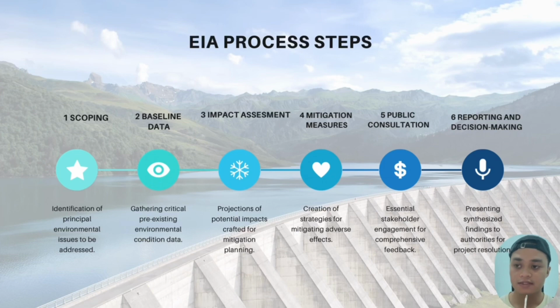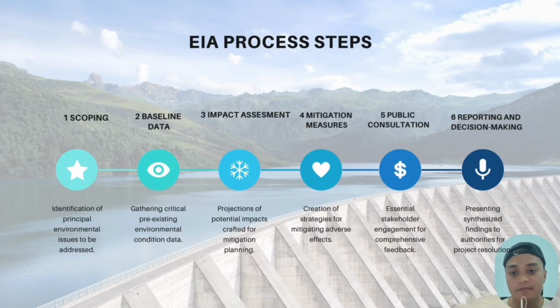The next slide shows us the EIA process steps. The first is scoping, the identification of principal environmental issues to be addressed. Second step, baseline data. The EIA gathers critical pre-existing environmental condition data. The third step is impact assessment, the projection of potential impact for mitigation planning. The fourth step is mitigation measures, the creation of strategies to mitigate adverse effects.